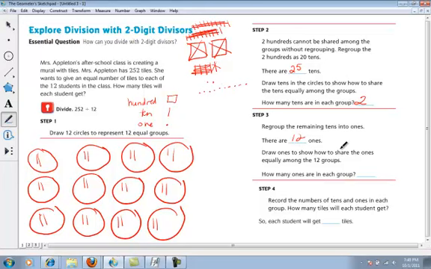So I'm going to draw ones to show how to share the ones equally among the 12 groups. Well, I have 12 ones and I have 12 groups, so it looks like I'm going to be able to add 1 one into each group. That worked out nicely. So I've used all of those up. How many ones are in each group? There's 1. So to find the quotient, or how many tiles each student's going to get, I need to record the numbers of 10s and 1s in each group. Since there are 2 10s and 1 one in each group, each student is going to get 21 tiles.